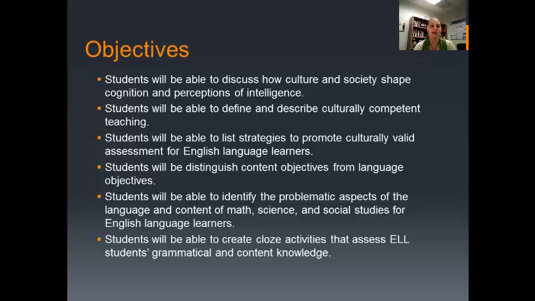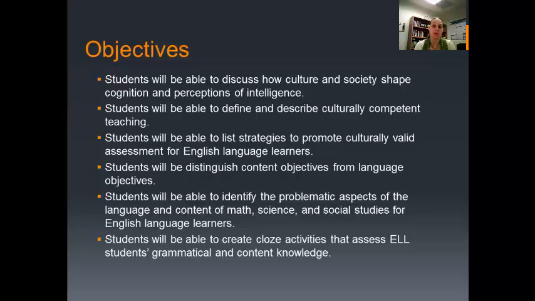Okay, so that is about it for this session. I'm going to, again, go over the objectives. Hopefully you are able to discuss how culture and society shape cognition and perceptions of ability and intelligence. We talked about cultural competence and what culturally competent teaching looks like. I went through some strategies to promote culturally valid assessment. Hopefully you'll be able to distinguish content objectives from language objectives. We did cover that quite a lot.